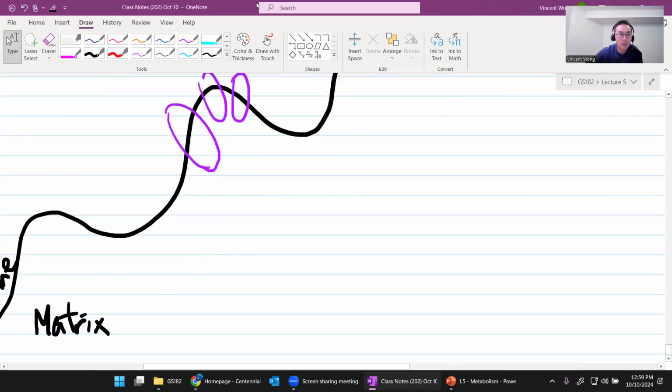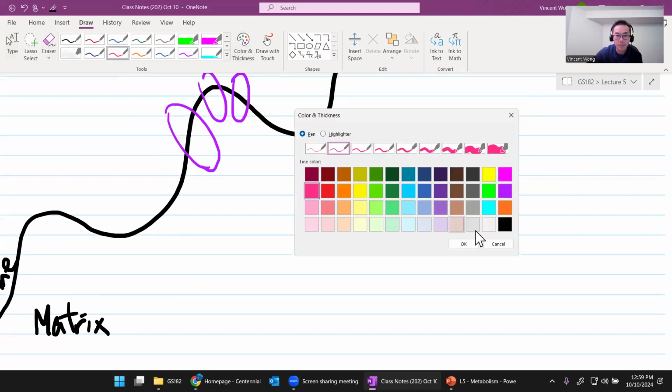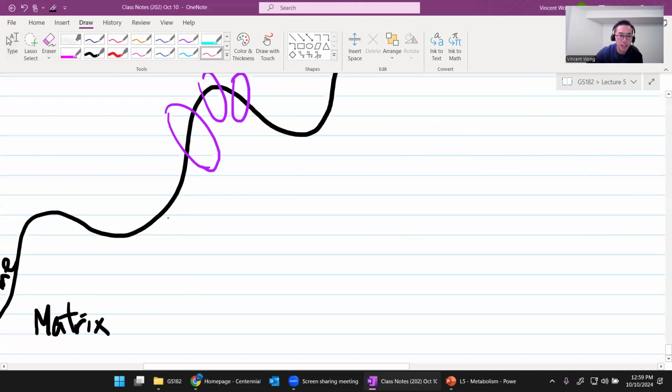So let's take a closer look here. We have the energy carrier that was created from earlier on, right? So we have an NADH here, and it's going to drop the electron off at the first protein. And after NADH drops off the electron, it will become NAD plus again.